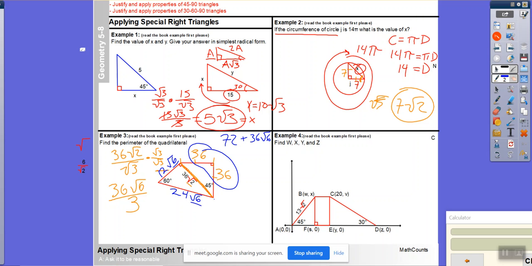So 36 root 6 plus 72. Can we add 36 root 6 and 72? No, because they are not similar terms. They're just not similar.